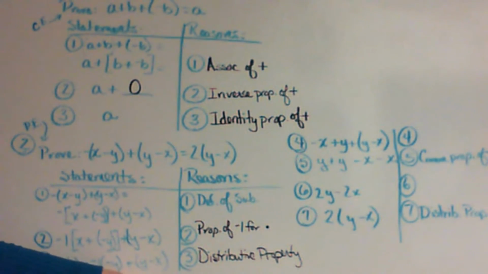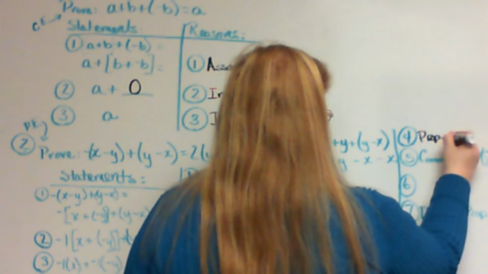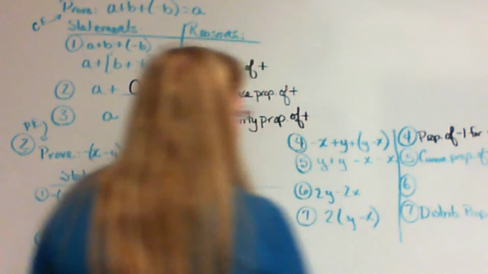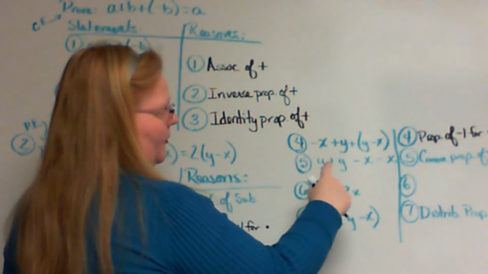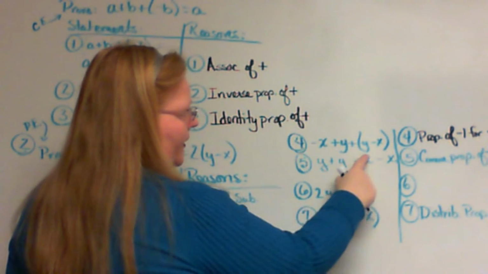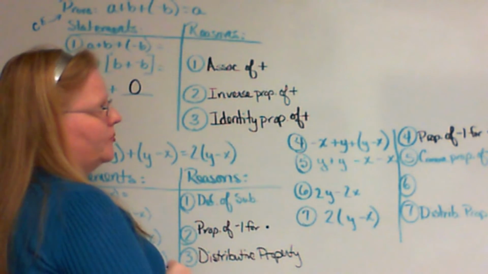Then from this line right here in 3 to that line in 4, what changed? Well, they went from having a negative 1 to just having a negative x. So they did this multiplication in here. So once again, that's the property of negative 1 for multiplication. Because that's what they did. They multiplied negative 1 by each. Then from here to here, they did the commutative property of addition, because the negative x moved here and that y moved here, and all of them were added. None of them were multiplied, so it has to be the commutative property of addition.